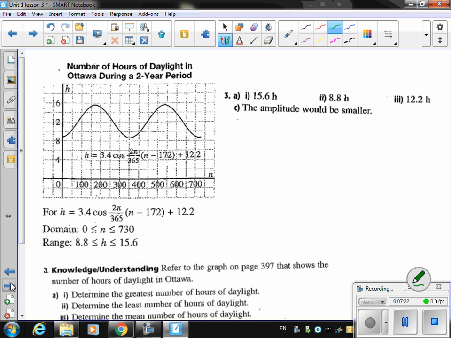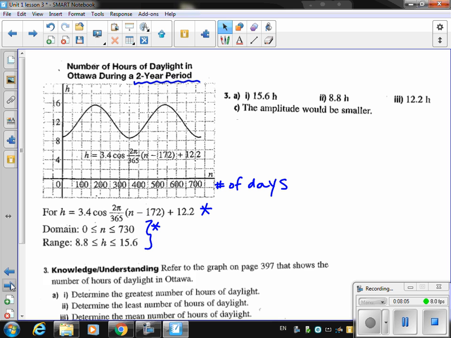Number of hours of daylight in Ottawa during a 2-year period. This is a new type of graph. The equation is enough to make us squirrely, and we have a domain and a range laid out for us. So the n, which is the number of days, the acceptable x values, or n in this particular case, goes from 0 to 730. That should make sense to us that time doesn't start before the beginning of our story, and we're talking about a 2-year period. So our domain is between 0 days and 730 days.